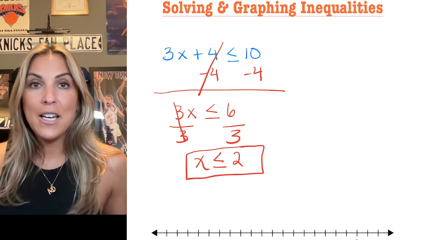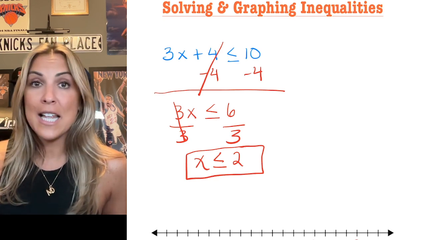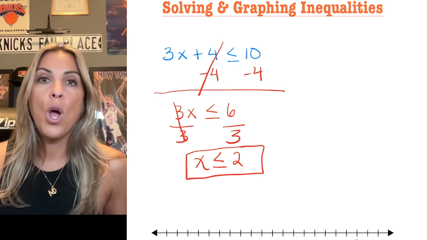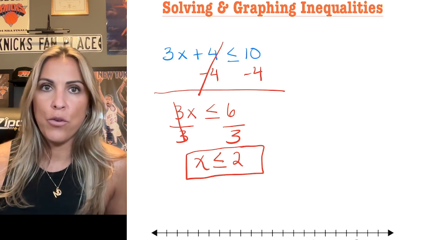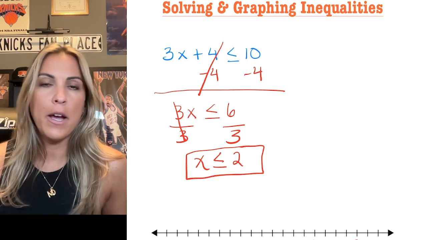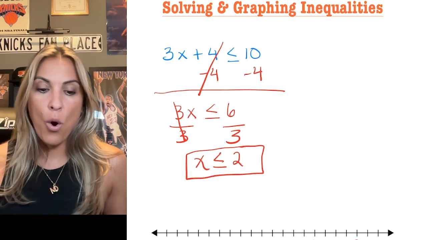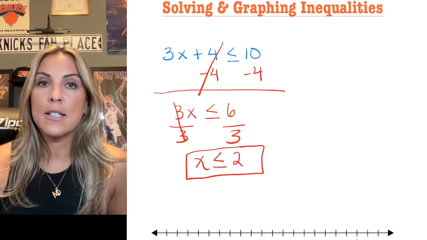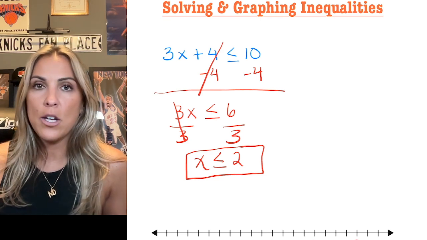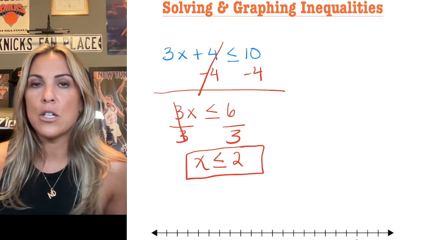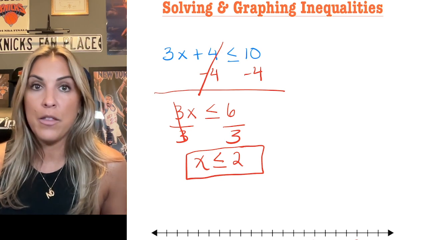That means that any number that is less than 2 or equal to 2 will make this inequality true, all right? So if you pick any negative number, or you pick 1 or 1.5, all those numbers, when I substitute them in for x, will make it true. So unlike an equation, there's infinitely many solutions here. There isn't just one value that's going to make this true, all right?